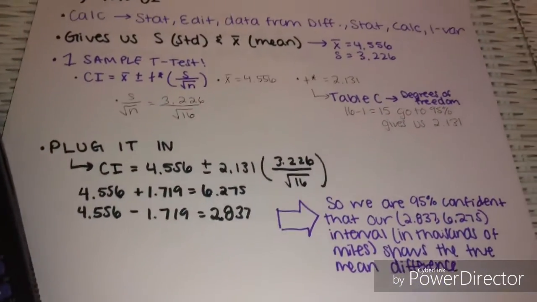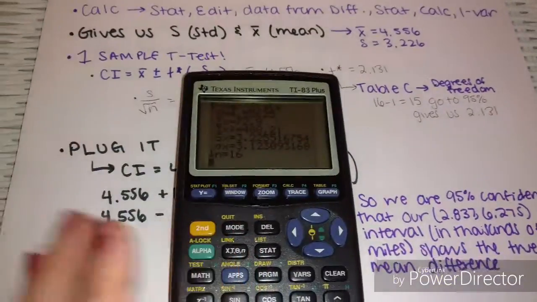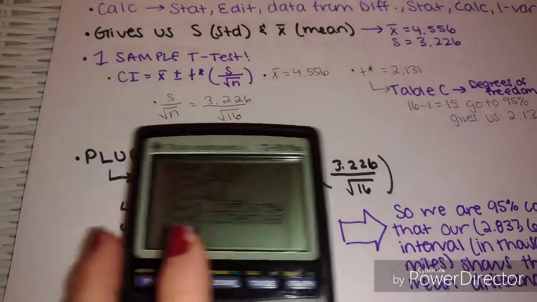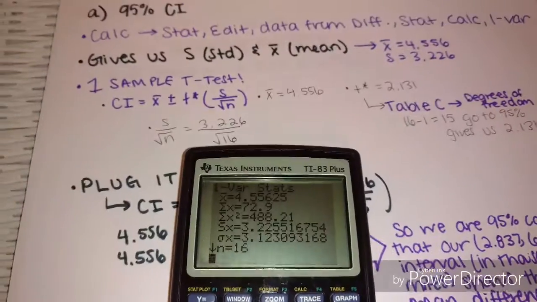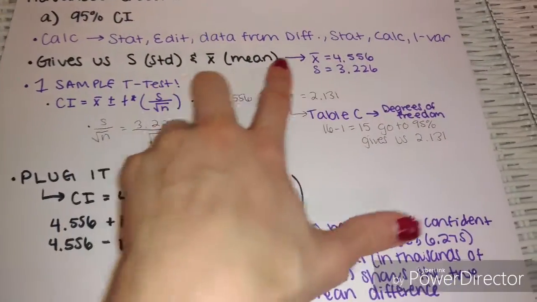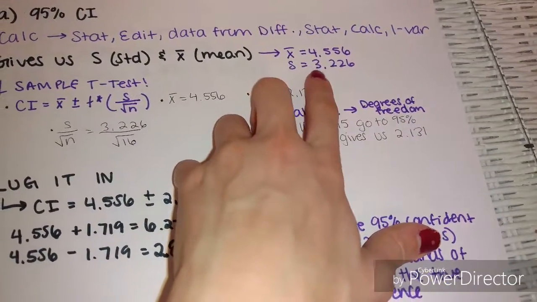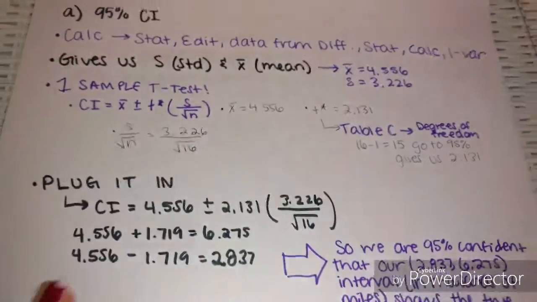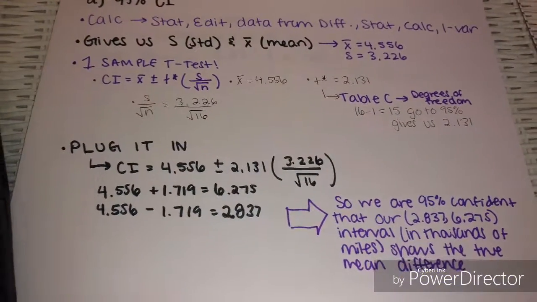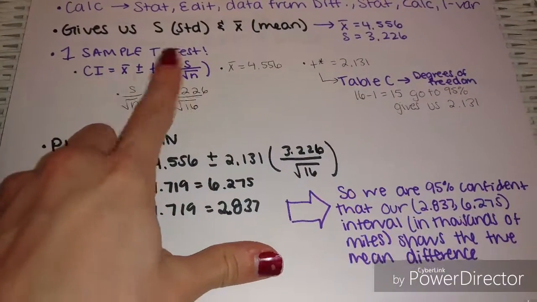We put that in, and then we hit Stat, Calc, and then one var stats, and that gives us the information that we need for our one sample t-test. It gives us our s, our standard deviation, and our mean. It gives us a mean of 4.556 and a standard deviation of 3.226. So now we're going to plug that in to our t-test. And from our t-test, this is our confidence interval formula.